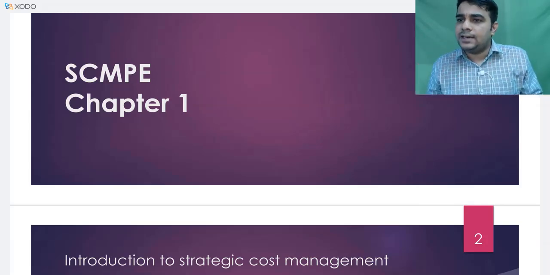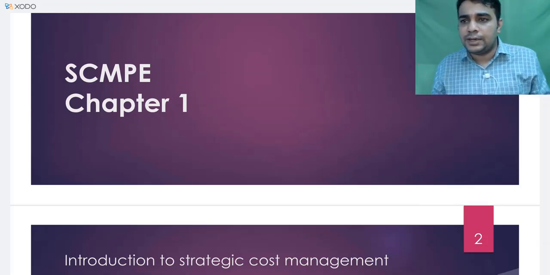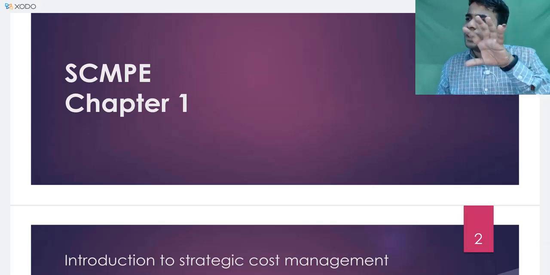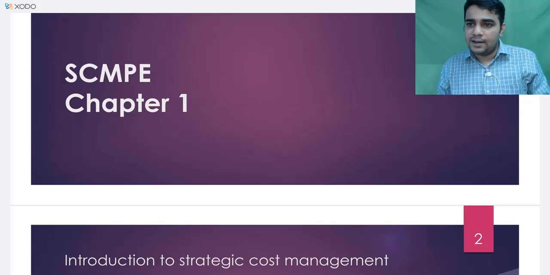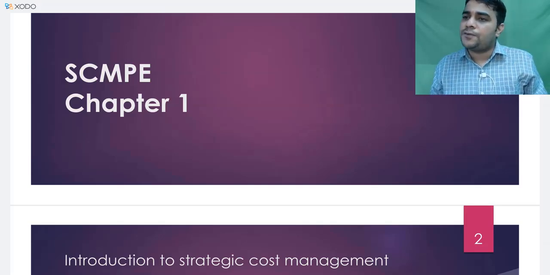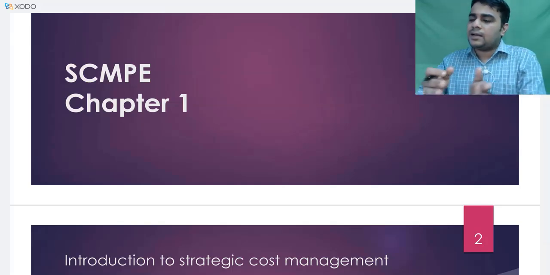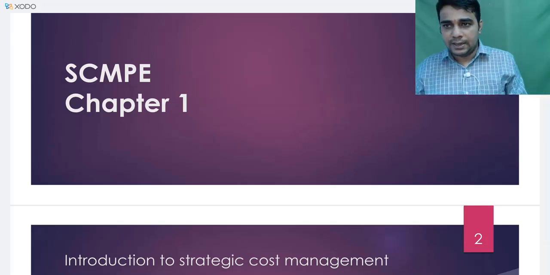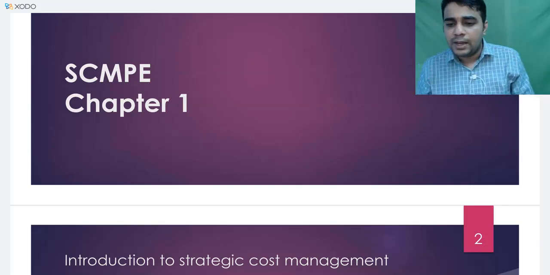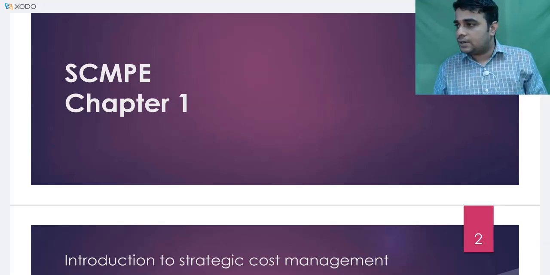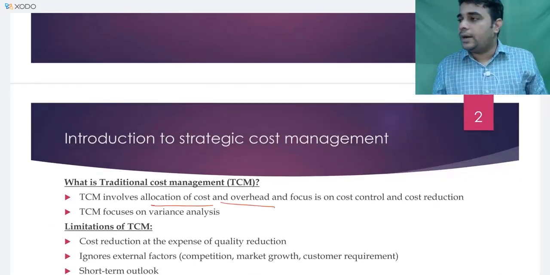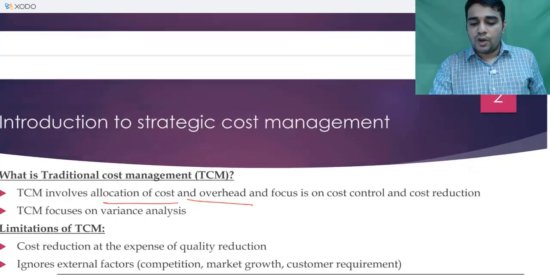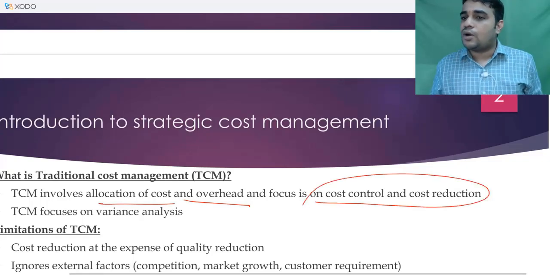After the cost is calculated, some organizations may decide to reduce cost. So the traditional cost management focus area was this only: understanding what the cost of a product or service is, and seeing ways of controlling and reducing cost, and gradually moving towards an area called decision making. Decision making is one of the parts, I am not saying no to it, but that was not the major part of traditional cost management. Allocation of cost and overhead, and the focus is on cost control and cost reduction.